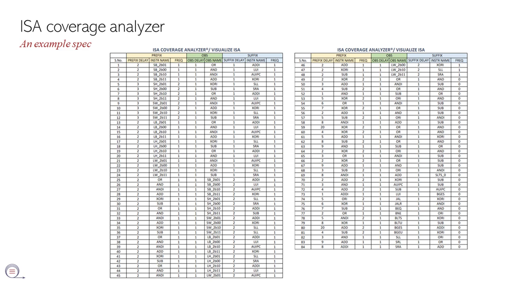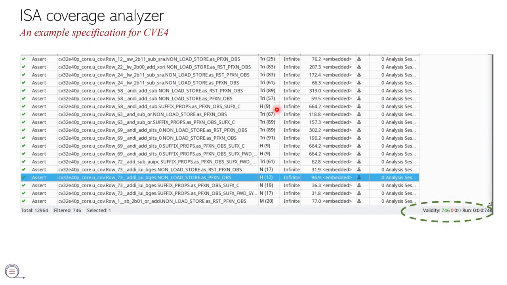But even on an 84-row spreadsheet, we're able to generate 746 properties that exhaustively proved a lot of the behavior specified in the spreadsheet. And this is actually very cheap. It took us a couple of hours to get this kind of result. And depending on how you partition these proofs, you can make them even more efficient.